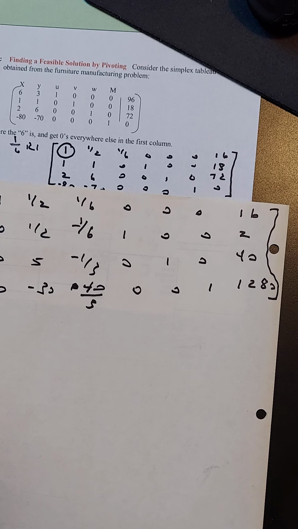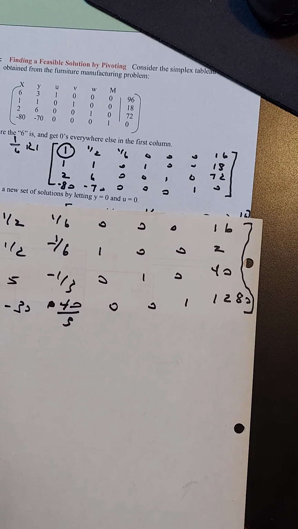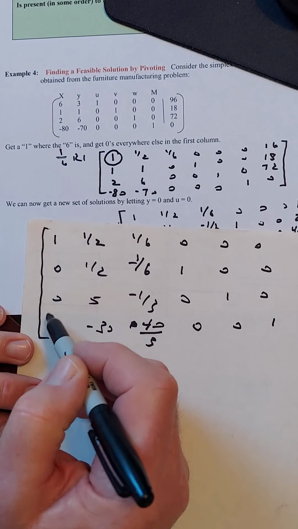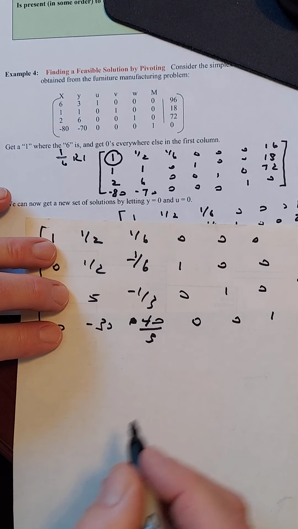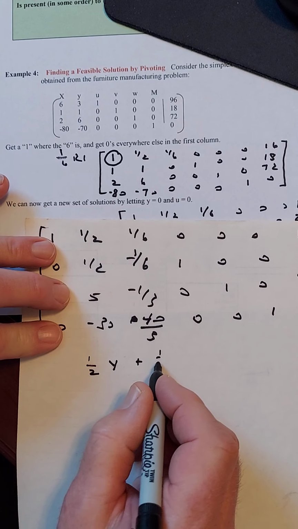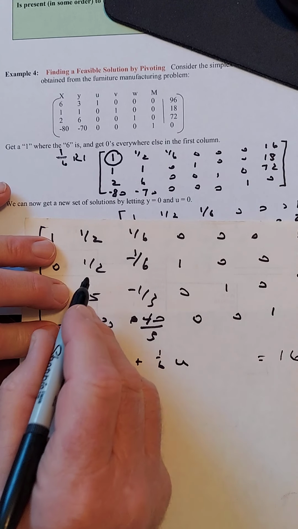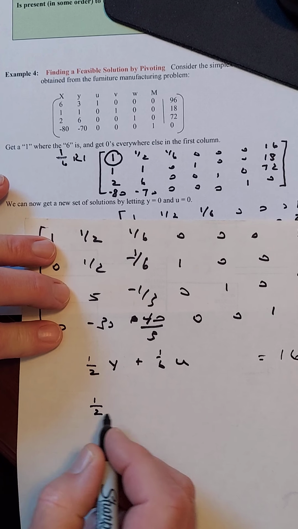Okay. So now what? Well, remember how we let x and y equal to 0? We've got x where we want it over here. I got 1, 0, 0, 0. So if I change these into equations again, that's going to be 1/2 y plus 1/6 u equals 16. This is going to be 1/2 y.